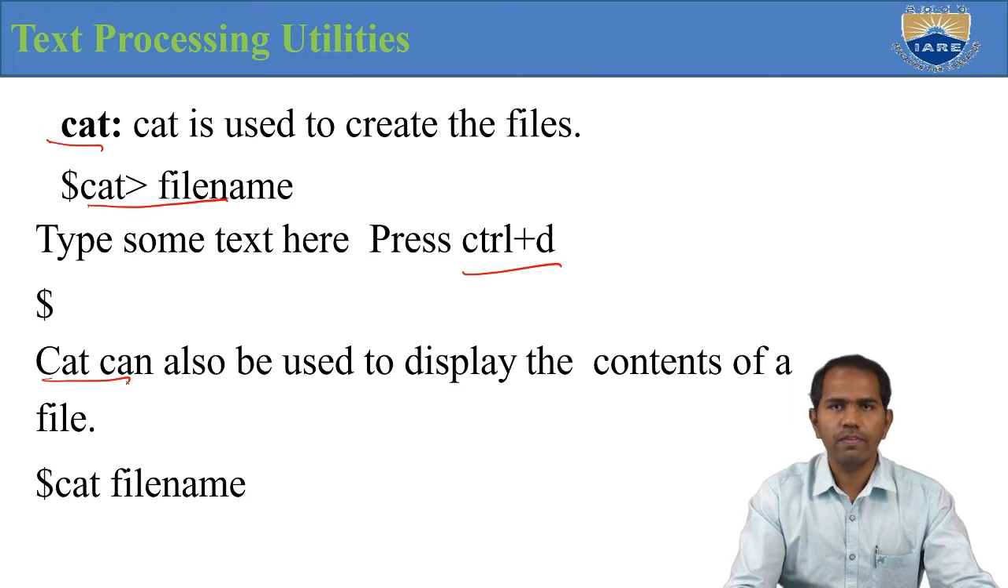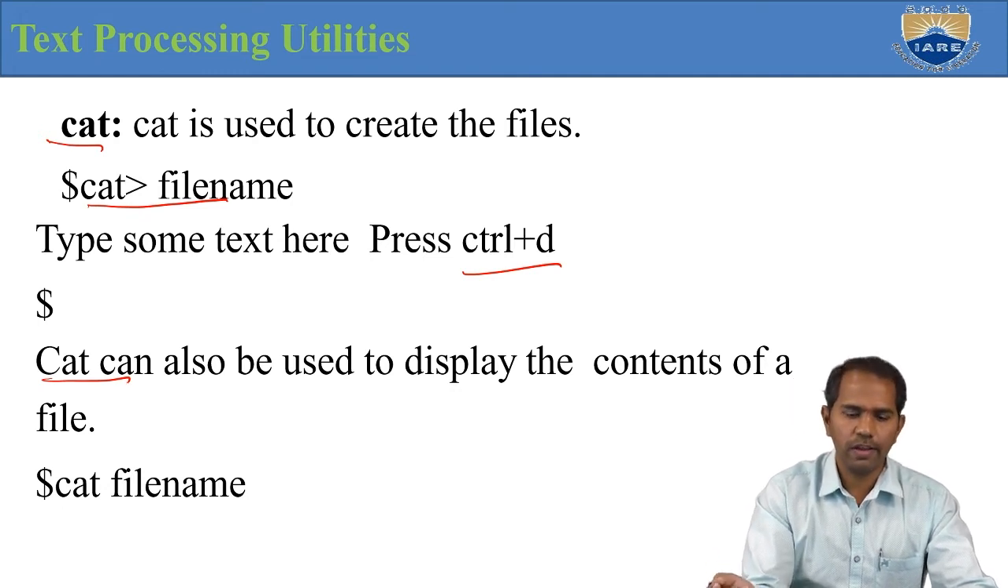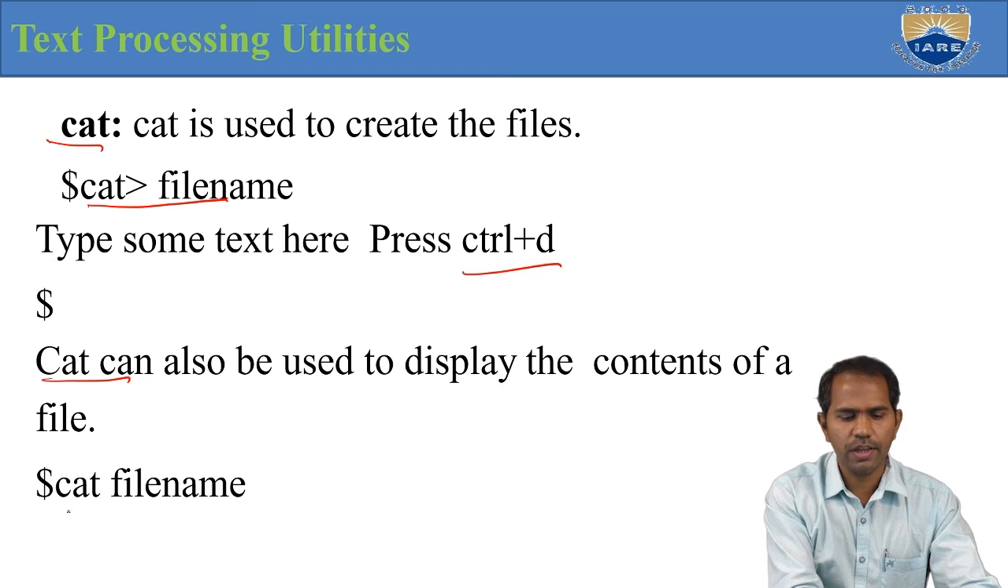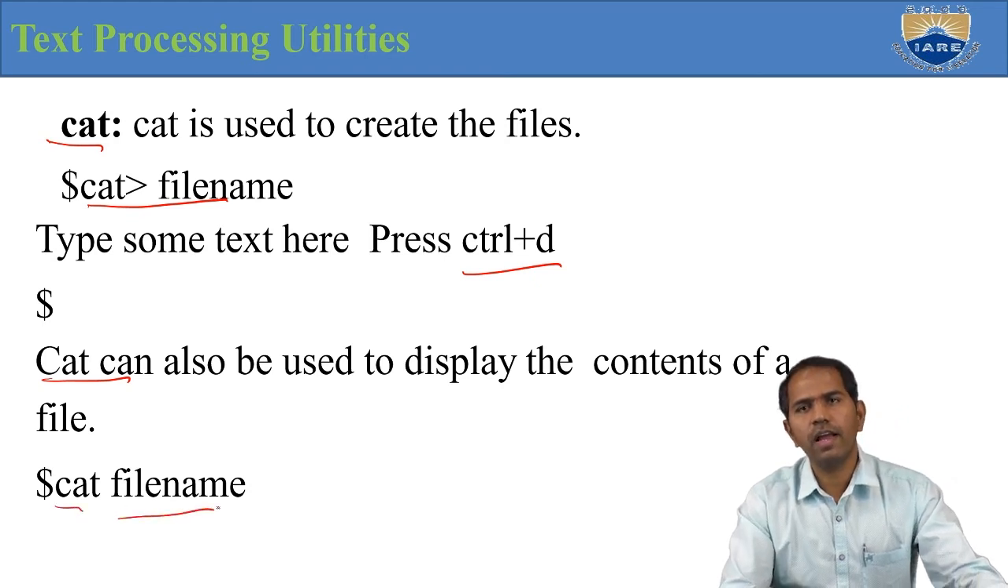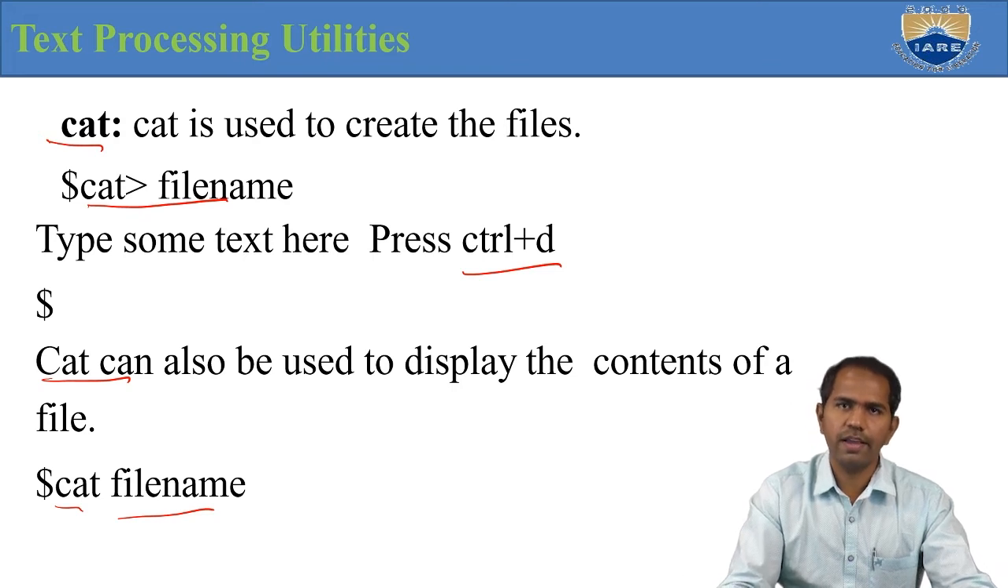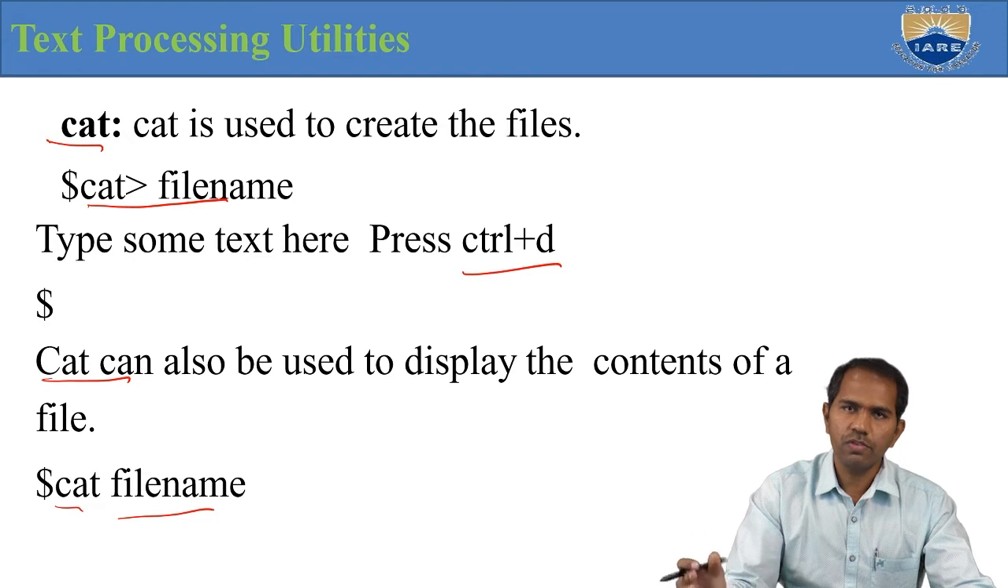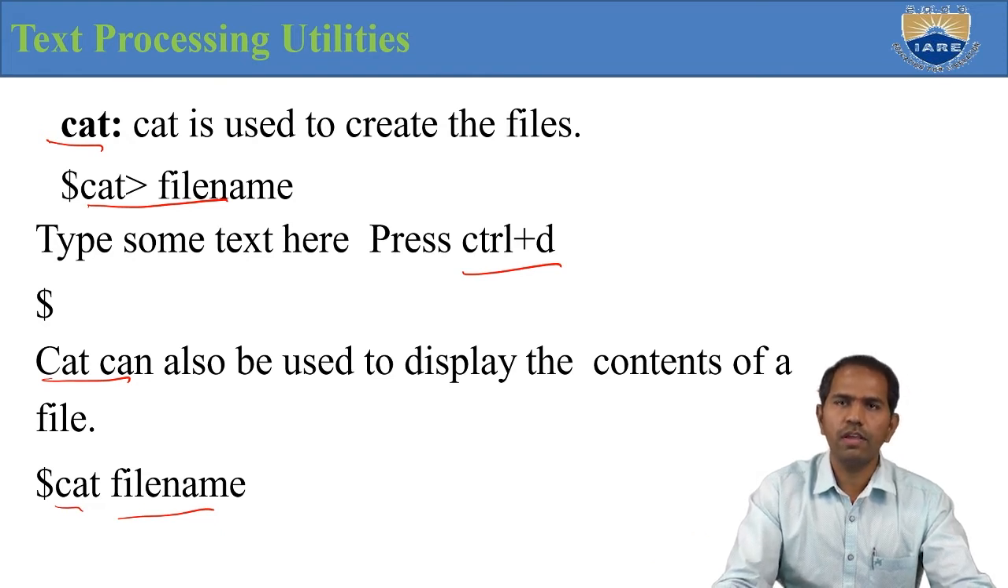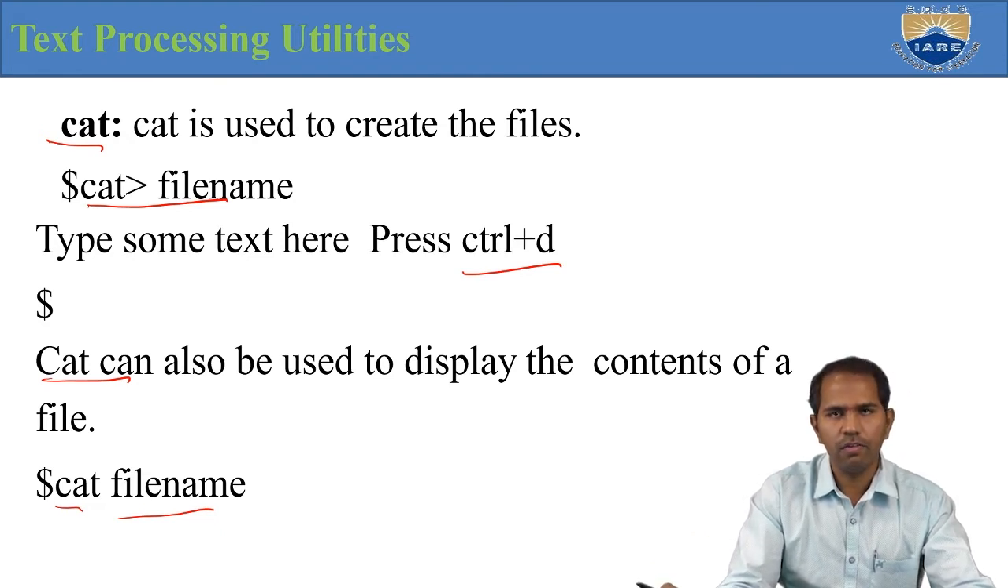Then you can also use it to display the content of a file. Cat is also supported to display our file. Once I have created IRE, next I type cat and then the file name, like cat IRE. What I typed and created previously in IRE, that same content I want to see. Now see cat IRE. IRE is a file. Now we can see the content of that file.